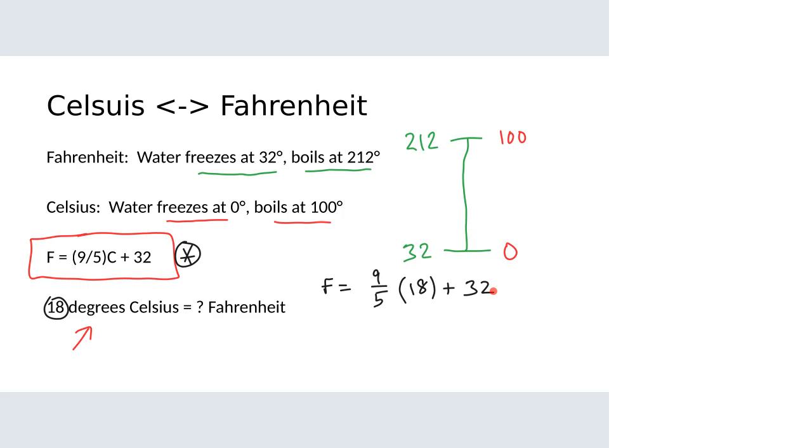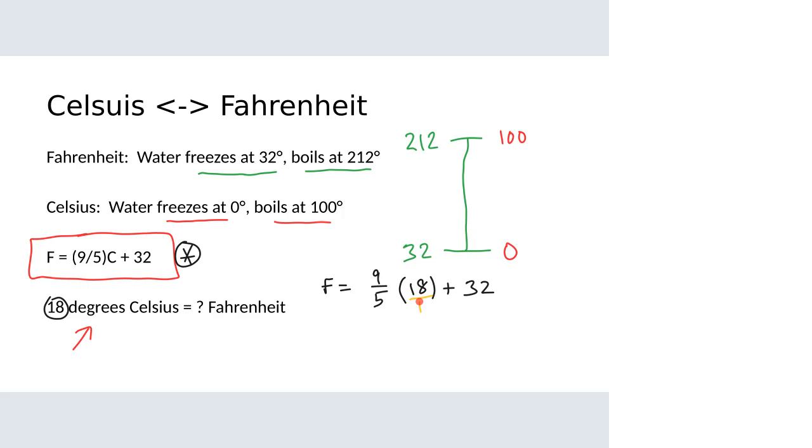We have to remember order of operations here. We're going to multiply first, and then we're going to do the addition. So to multiply these, it's a fraction times a whole number. I'm going to rewrite that whole number as a fraction. Now I can multiply. Now I'll have 9 times 18.